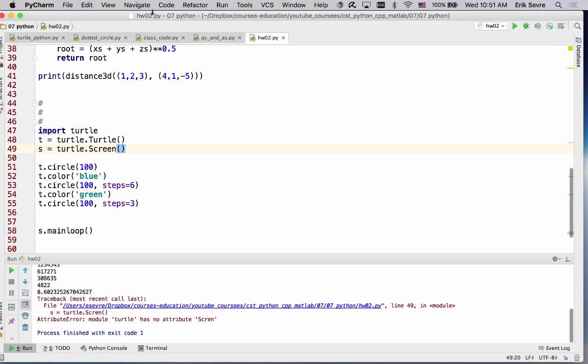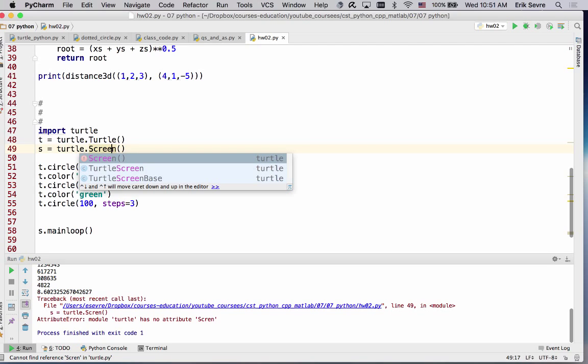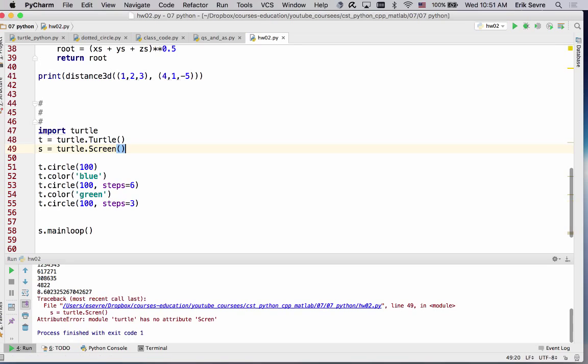All right, so I tried to run the program. I realized there was a mistake. The mistake was I spelled screen with only 1 E. We need two E's in screen. We need to spell correctly. I was typing too fast and I made a mistake.